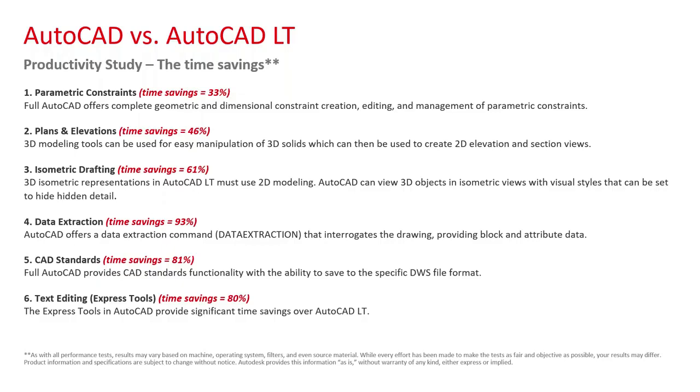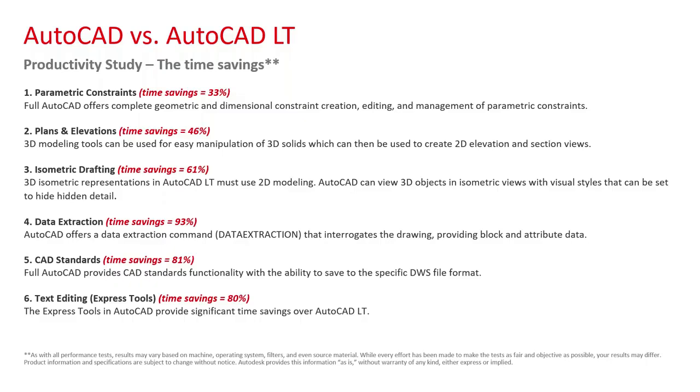Isometric drafting is another fantastic tool available to you in both AutoCAD and LT. But again, if you create 3D objects, the isometric representations are a couple of clicks. Whereas in AutoCAD LT, you've got to use 2D modeling and isodraft. So AutoCAD can view these 3D objects in the isometric views almost immediately using the view cube. And I'll go into that in more detail later. But again, look at the time saving. It's 61%. It's a big time saving.